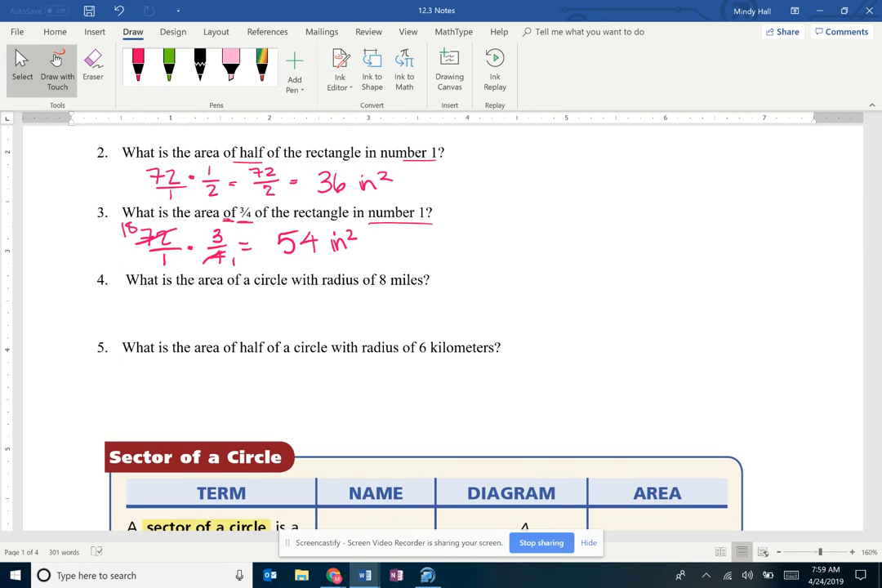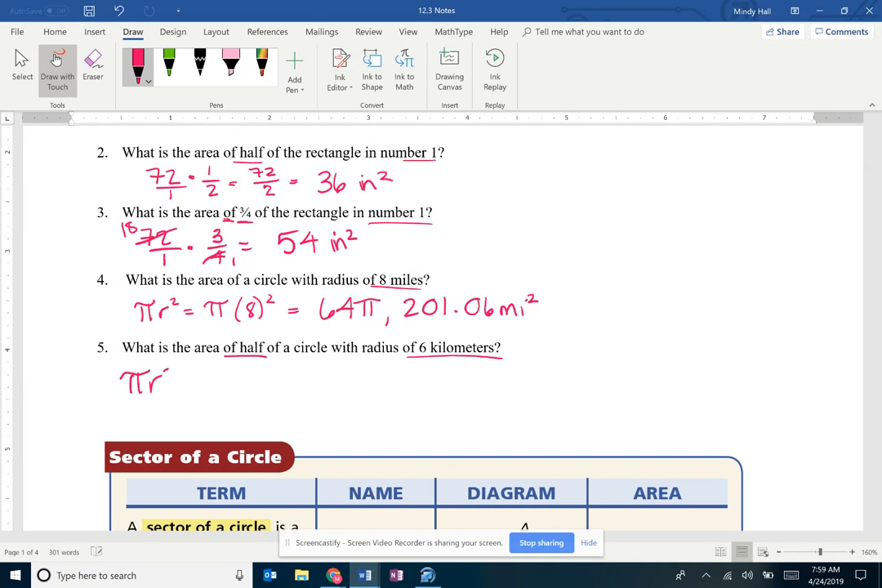What is the area of a circle with a radius of 8 miles? That formula, in case you forgot, is pi r squared. So we're going to have pi times 8 squared, which would be 64 pi. And as a decimal, that would be 201.06 miles squared.